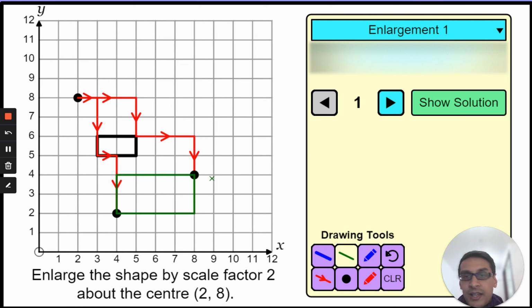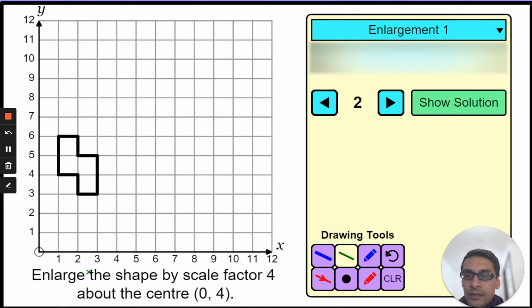Now essentially this is how we're going to do all of enlargement. Sometimes you're going to get fractional scale factors, which means instead of going twice I might need to go a half or 2.5 times, and we'll look at those. We're also going to get negative ones, which means I'm going to go in the other direction, but we'll get to those slowly. So in this case, enlarge the shape by scale factor 4 about the center (0, 4).